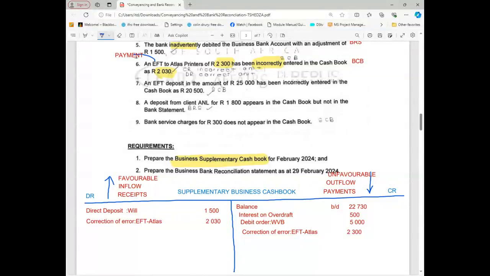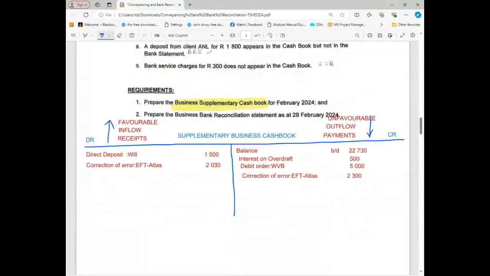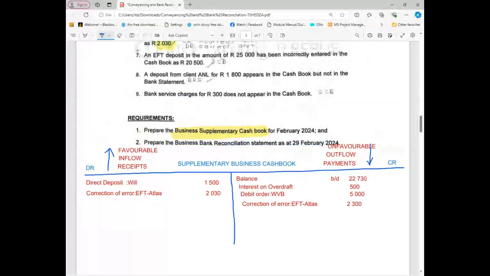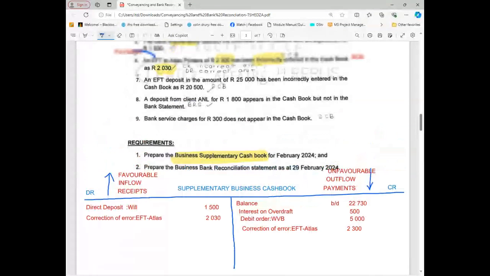Instead of recording both sides, they just say 2,300 minus what? 2,030. Can you see now? And they record the difference on this side. But you don't have to do that. Just for you guys, they want you to record both. But either way, it serves the same purpose. Let's do it according to your syllabus and the way they prefer.